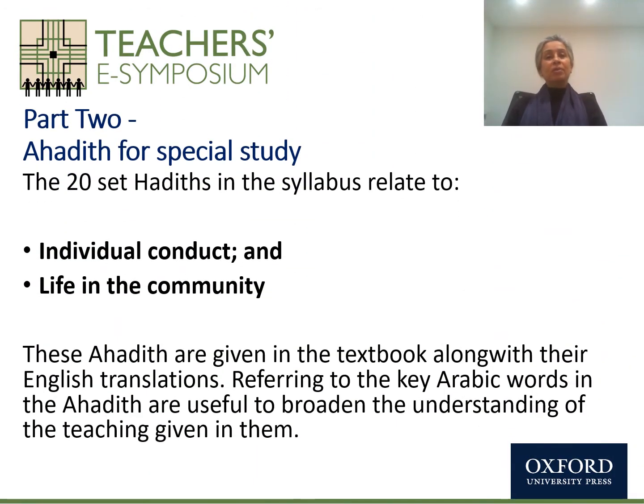We now come to Part 2 of the textbook, and here again we have 4 distinct chapters. Chapter 5, which is the first chapter of Part 2, has the 20 set hadiths for special study, and these hadiths cover the individual conduct and life in the community. These hadiths are given with the translations in the textbook, and key words from these hadiths have been used to elaborate upon the teachings given in the hadiths and how they should be applied in everyday life.